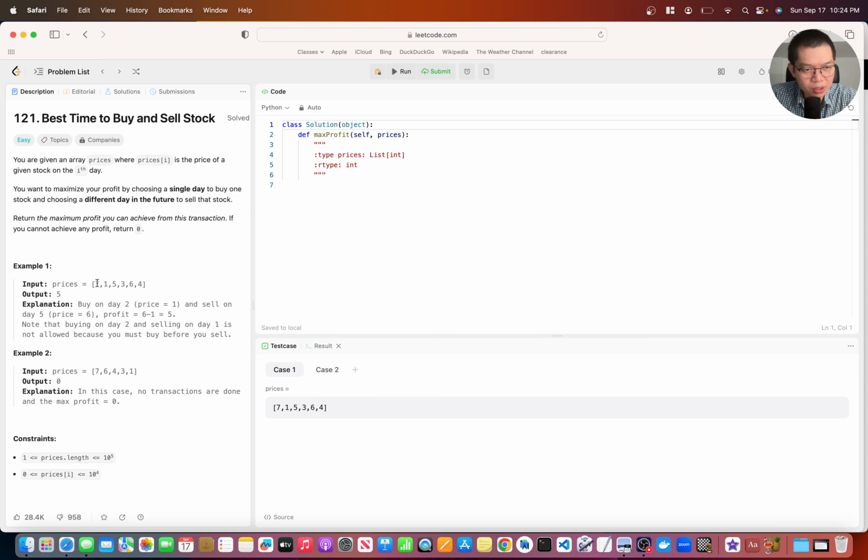Okay, so these are the days, right? I think it's day 1, 2, 3, 4, 5, 6, and it tells you that the answer is 5 because you should buy the stock on day 2 and then sell it on day 5. 6 minus 1 is 5, right? That is the answer. You buy on day 2, sell on day 5 at a price of 6, and so you made a profit of $5.